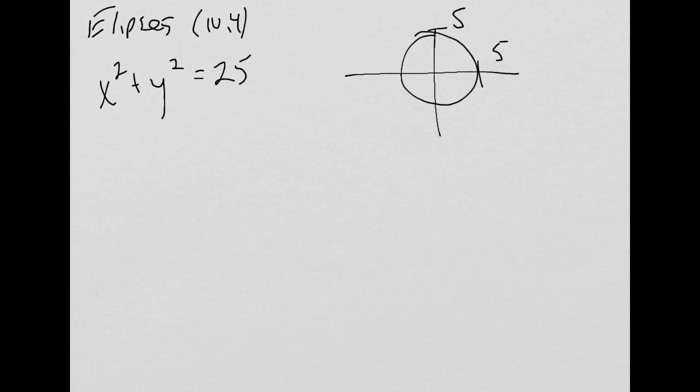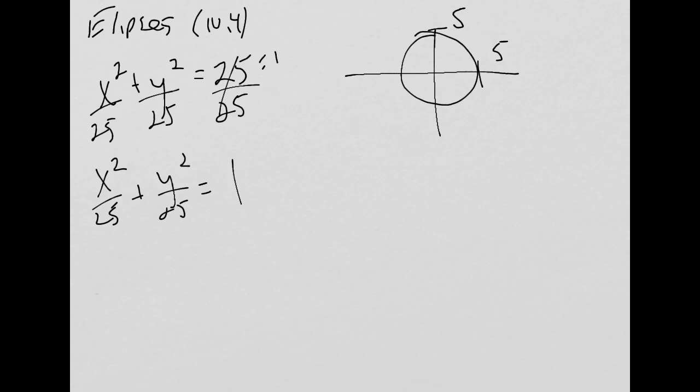Now, I want to take this guy and change the way it looks a little bit and divide by this 25 on both sides so that I can get a 1 over here. I'm going to divide this by 25, I'm going to divide this by 25, and I'm going to divide this by 25. So I'm going to divide everything by 25. Notice that cancels to give me 1. So what I wind up getting is x squared over 25 plus y squared over 25 is equal to 1.